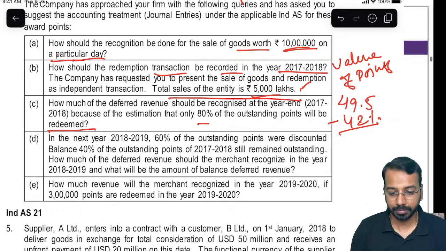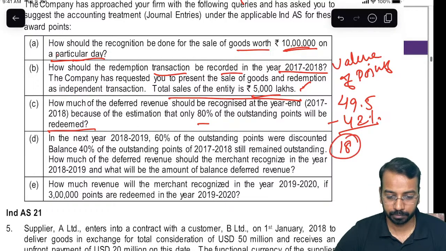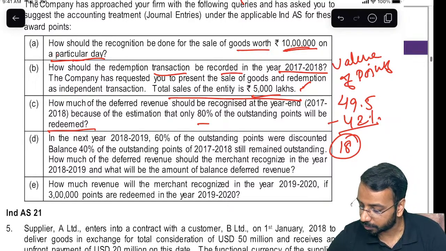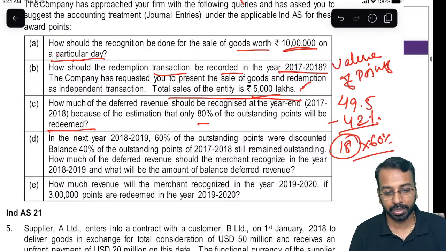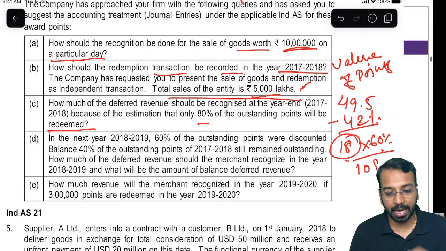Now, see, we have total points 18 lakhs which were deferred, out of which 60% of the outstanding points were redeemed. So whatever is redeemed, 18 lakhs into 60% is 10.8. To that extent, we will recognize revenue considering the cumulative adjustment.